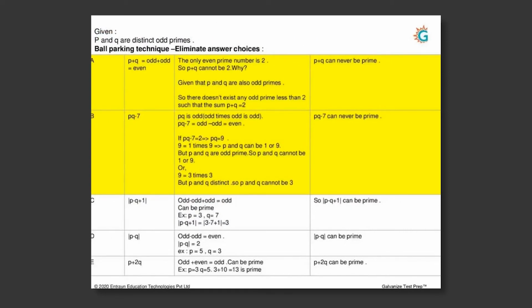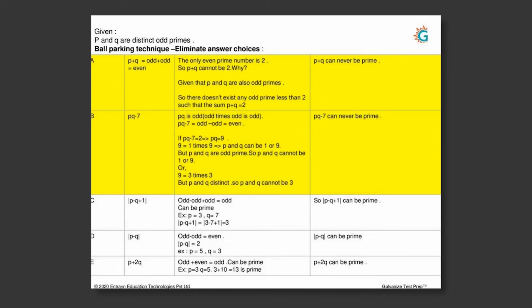P plus Q. P and Q are distinct odd primes. Odd plus odd is even. This is a very important rule that you should know. Odd plus odd is even. If P plus Q were to be a prime number, P plus Q is even. That's what you've got here. If it were to be a prime number, then the only even prime number is the number 2. That's a very, very important point that you should note. The only even prime number is the number 2.